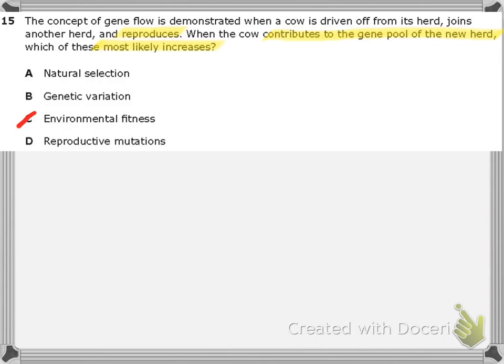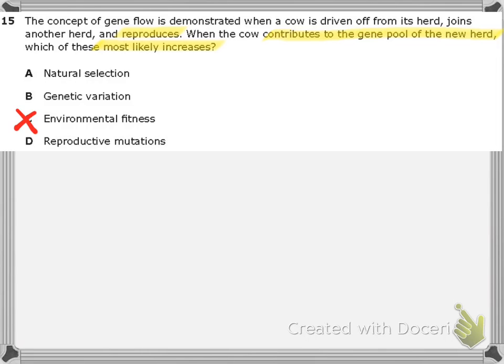So let's look at these. First off, environmental fitness. What does that mean? That means how well it's going to do in a certain environment. So let's say this cow's fitness in the grasslands versus the jungle. It has a certain fitness to each environment. It leaving one herd, going to another and reproducing doesn't have anything to do with how well it's going to do in a certain environment. Nothing to do with it. So we can eliminate that one.